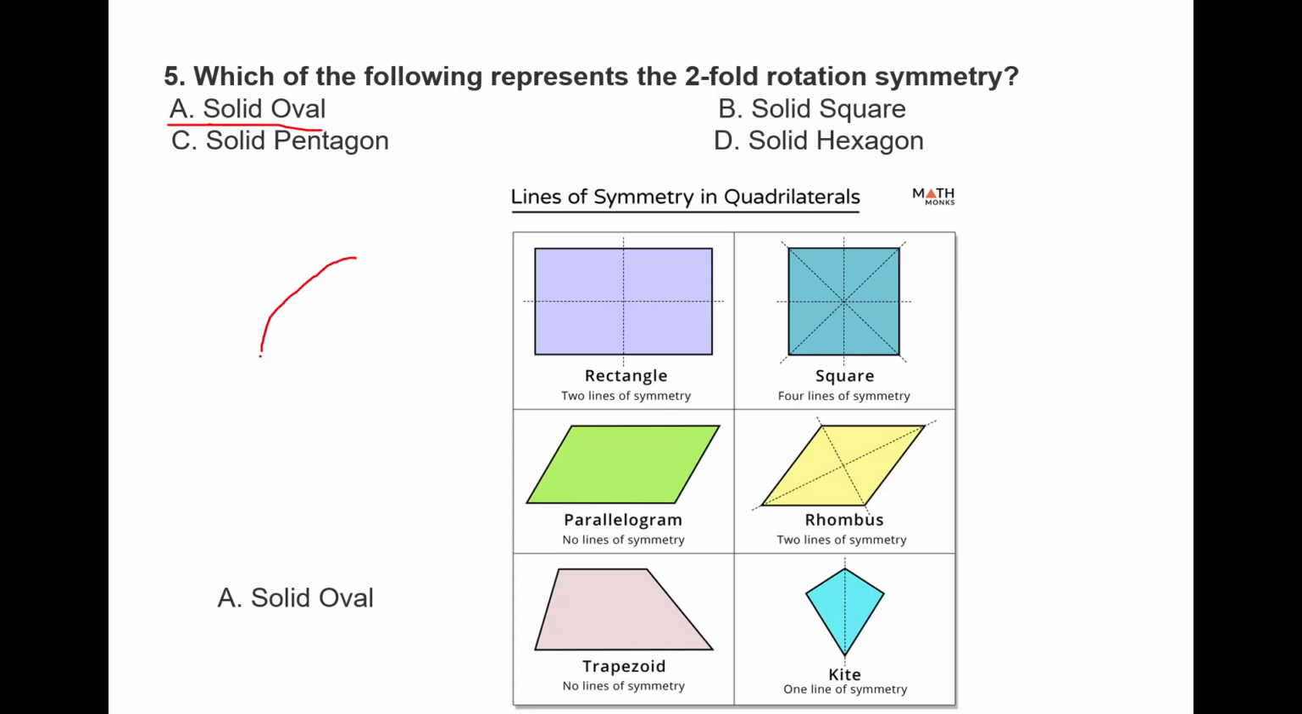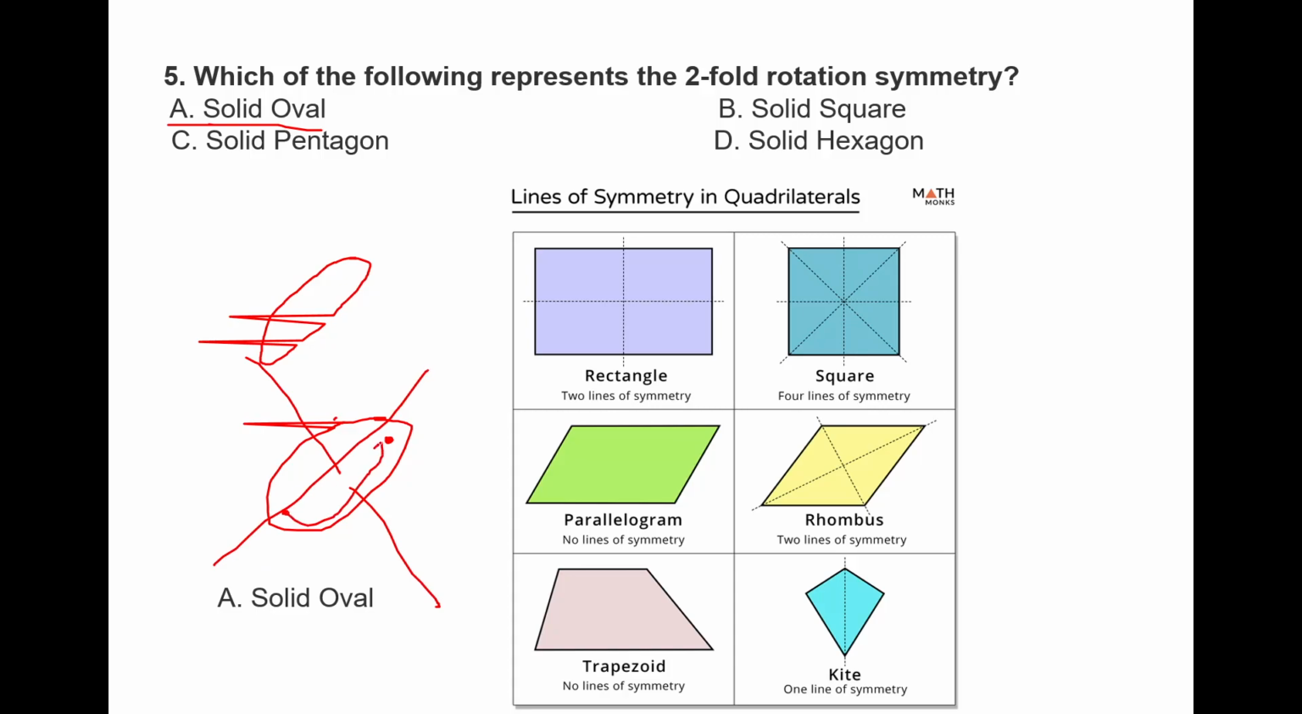If you have an oval like this, sorry, this is not an oval, it is somewhat like an oval, so don't consider this horn. If this is the oval and there are two objects, these two objects are connected by a two-fold rotation axis. Because if you draw here, they are connected by 180 degrees, right? So two-fold rotation symmetry is displayed by this solid oval. Others have higher-fold rotation symmetries. So the answer to this question will be A, right?